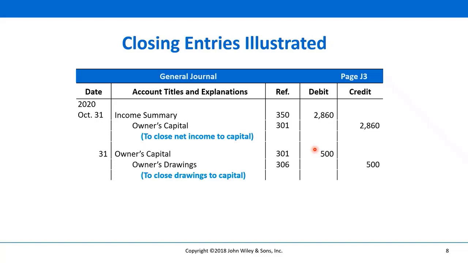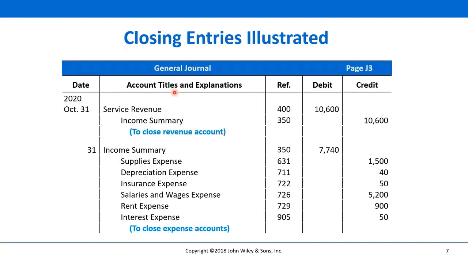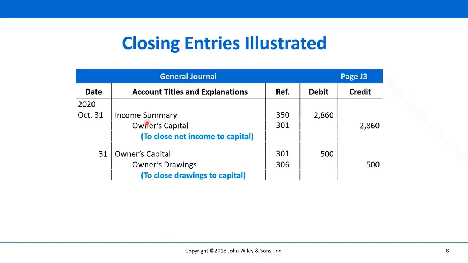So whenever anybody asks you to prepare closing entries, just remember one thing: you have to prepare only 4 journals. First journal to close the revenue account, second journal to close all the expense accounts, third journal to close the income summary account you have created for the first 2 journals, and the last one to close the drawings account. And that's all about closing entry journals.